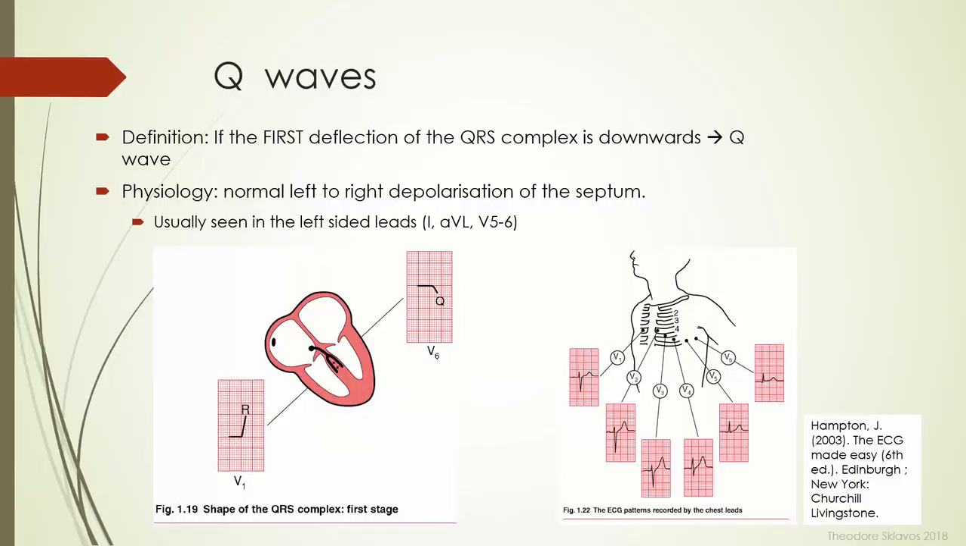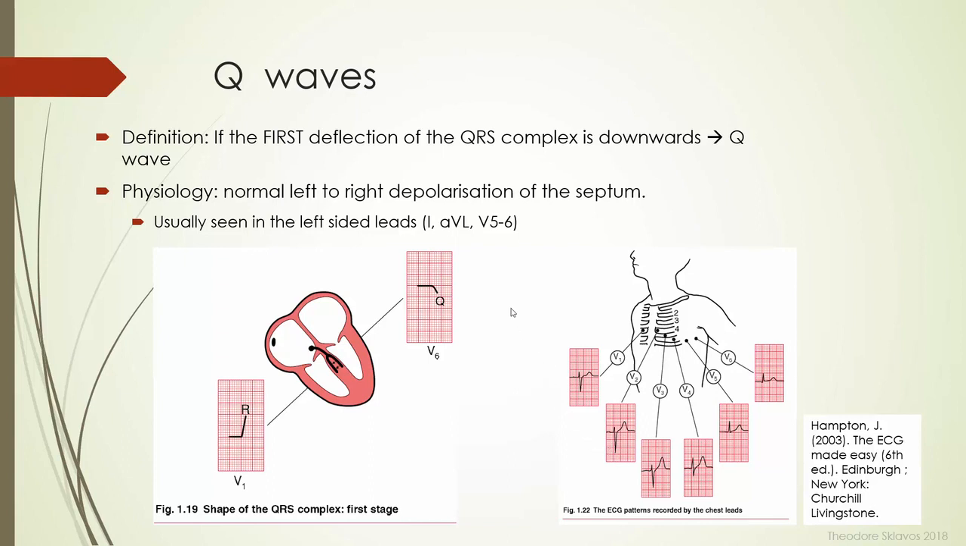Next is the Q waves. So let's go looking for any abnormal Q waves. Again, definitions. If the first deflection of the QRS complex is downwards, then it is a Q wave. If the first deflection is upwards, then it's an R wave, and the deflection after that is an S wave. So in this picture down here, we have an R wave followed by an S wave. There's no Q wave in this QRS complex.